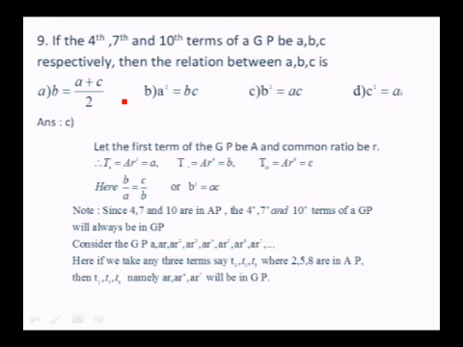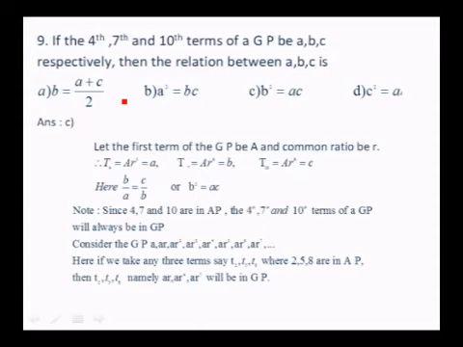If you take 4, 7, 10, these three numbers are in AP. Therefore, naturally, 4, 7, 10 terms of a GP, they will always be in GP. So without any calculation, you can straight away write that the numbers satisfy B square is equal to AC. The option is B square is equal to AC.